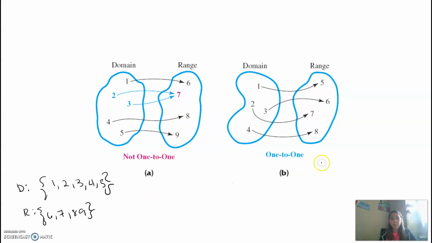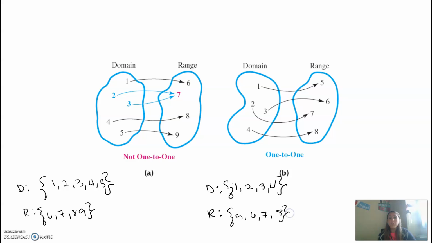So these aren't the same size, but if we look at one that is one-to-one, the domain for this one has 1, 2, 3, 4. My curly brackets are actually getting worse. The range has 5, 6, 7, 8. So that's my range. But notice that they're the same: there are 4 elements in the domain and 4 elements in the range.